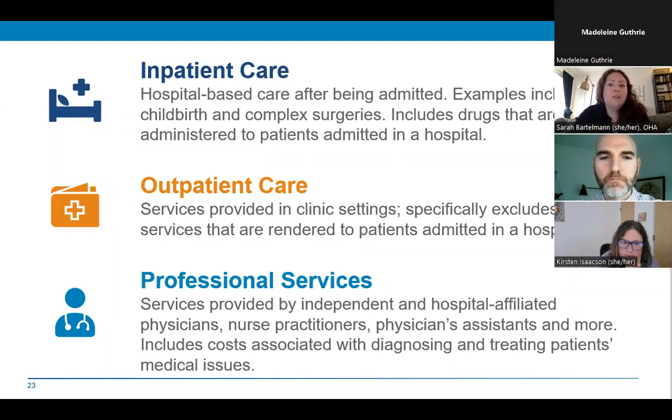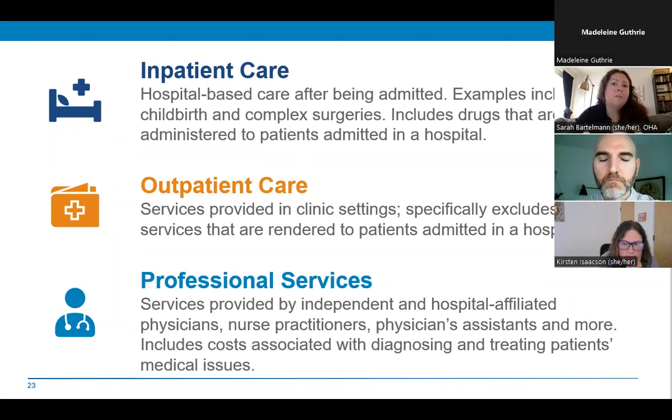Outpatient care, those are services that are provided in clinical settings. So any services that are rendered to patients admitted in the hospital are inpatient, and then this would be any hospital-based outpatient care. Professional services are services that are provided by independent or hospital-affiliated physicians, nurse practitioners, and other providers. It includes costs associated with diagnosing and treating patients' medical issues.